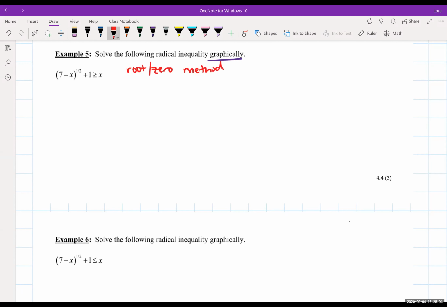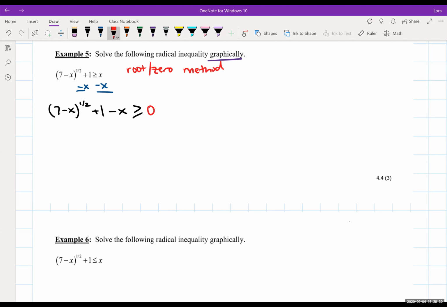And whenever I use the root zero method, I'm going to subtract everything from one side of the inequality to make sure that we have the inequality compared to 0. So just like we did earlier, I'm going to subtract x from both sides. So I have 7 minus x to the 1/2 power plus 1 minus x is now greater than or equal to 0.